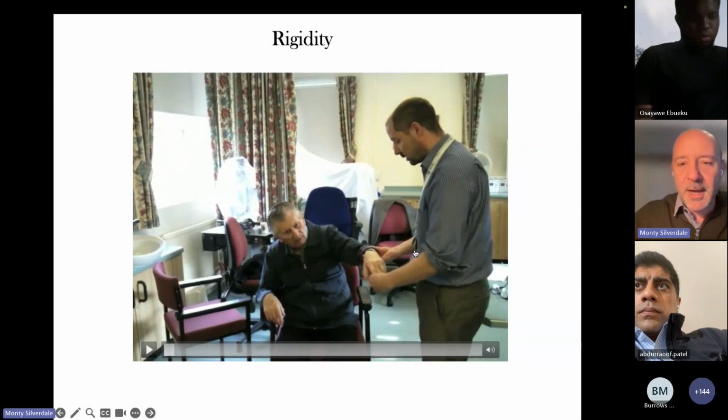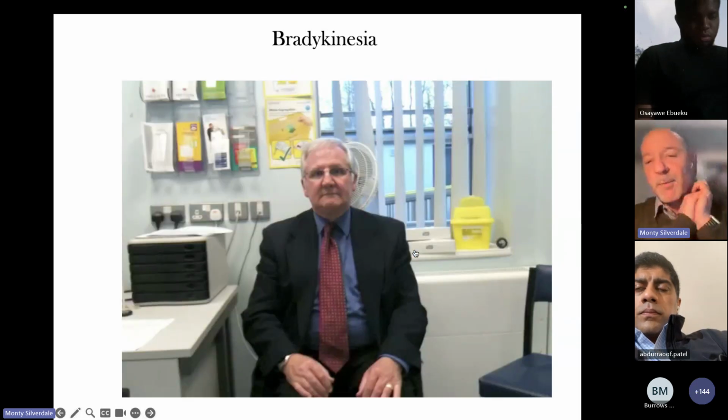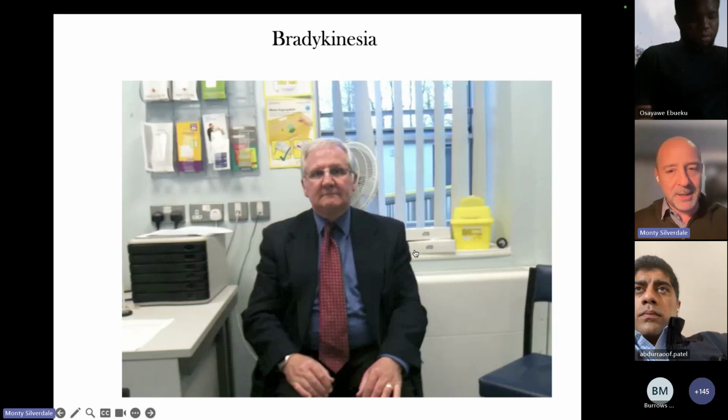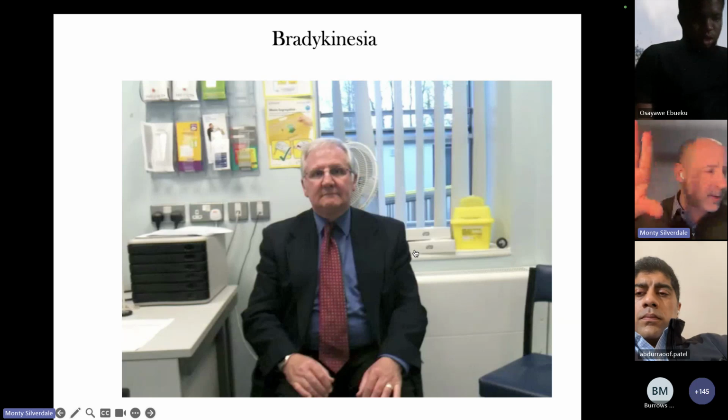So the third sign in Parkinson's, and the most important of the 3, the kind of holy trinity, is bradykinesia. Bradykinesia loosely translates as slowness of movement. You get them to tap their fingers up and down. I don't know whether you guys can see me or not, because I can't see myself, but tapping fingers up and down like so.